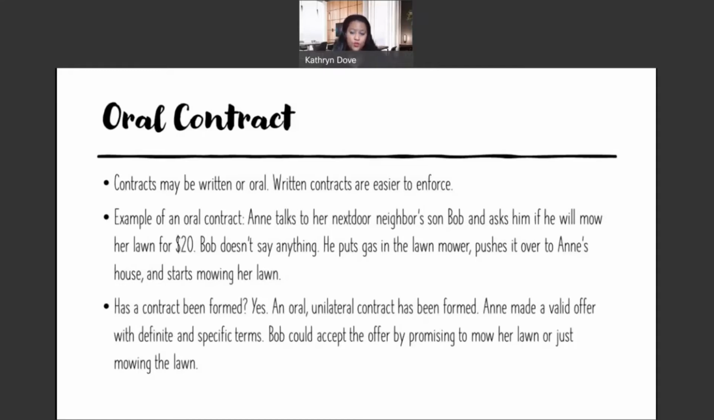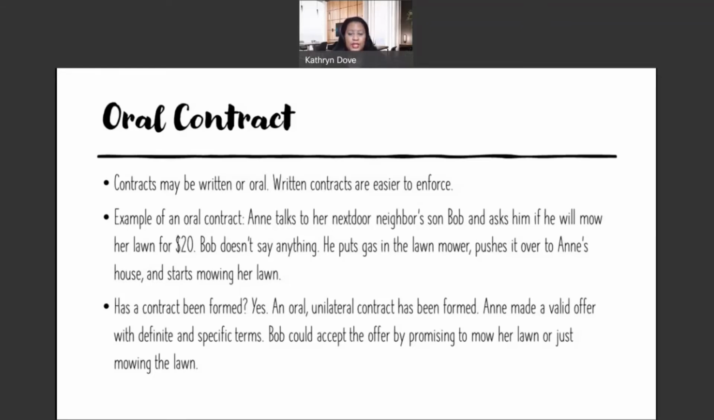It would be nicer if we put all those terms down in writing or even in an email, because a written contract is easier to enforce in a court of law. You can certainly prove it a lot easier, but oral contracts are enforceable. Let's take a look at an example of an oral contract.